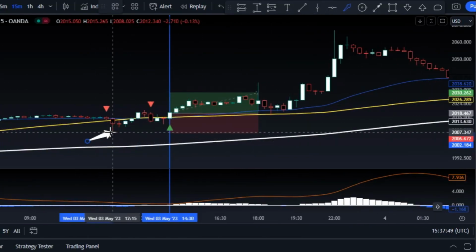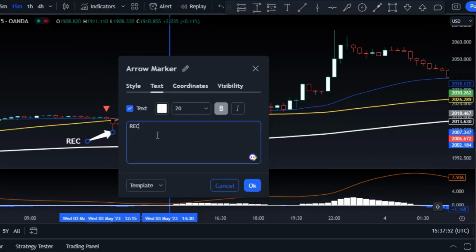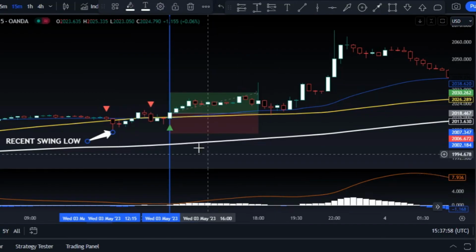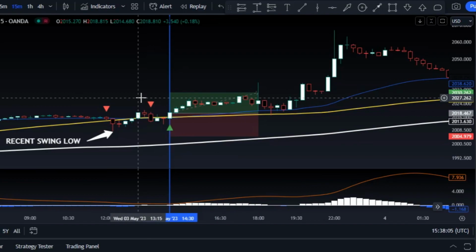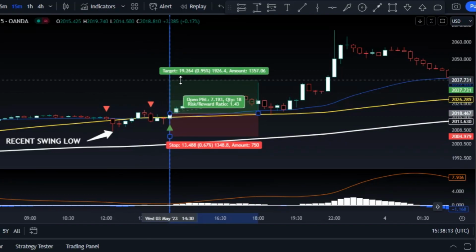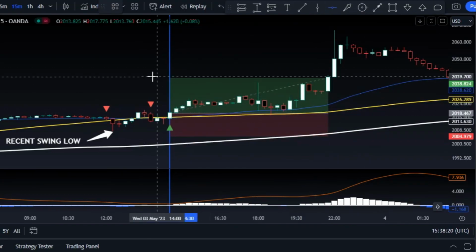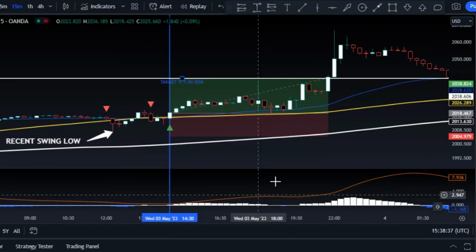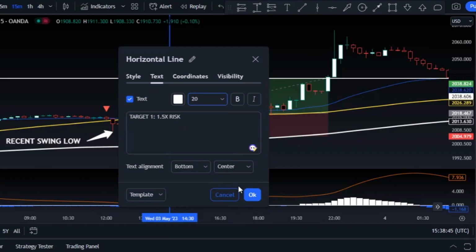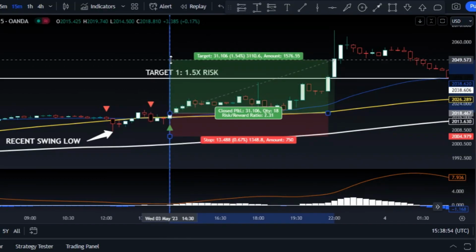Immediately, to manage capital and prevent excessive losses, set the stop loss under the recent swing low. And finally, we can take some of the trade profit at a risk to reward ratio of 1 to 1.5 and then close the rest of the trade at a risk reward ratio of 1 to 2.5.